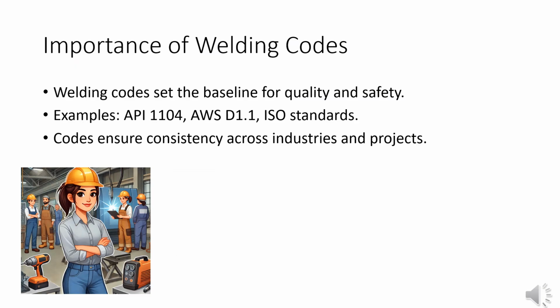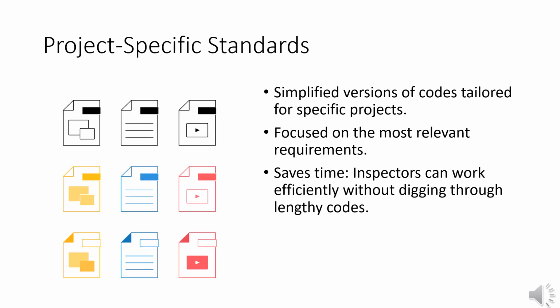Welding codes set the baseline for quality and safety. As mentioned earlier, examples of these include API 1104, AWS D1.1, and ISO standards. These codes ensure consistency across industries and projects. This means that whether I'm building a structure in Butte, Montana, or in Miami, Florida, I'm going to get the same level of quality across both locations. It guarantees that what I get in one place will be the same in another.